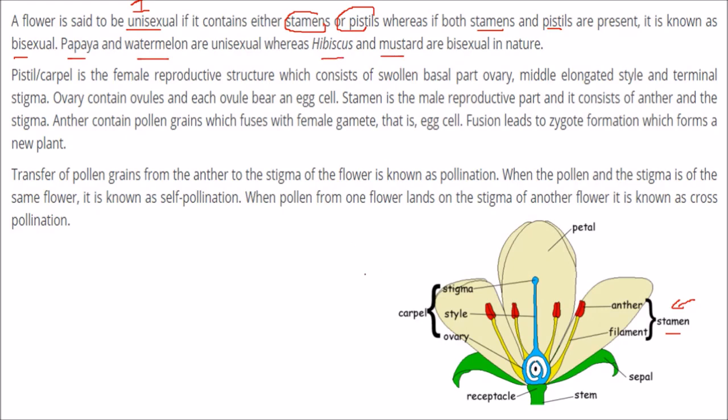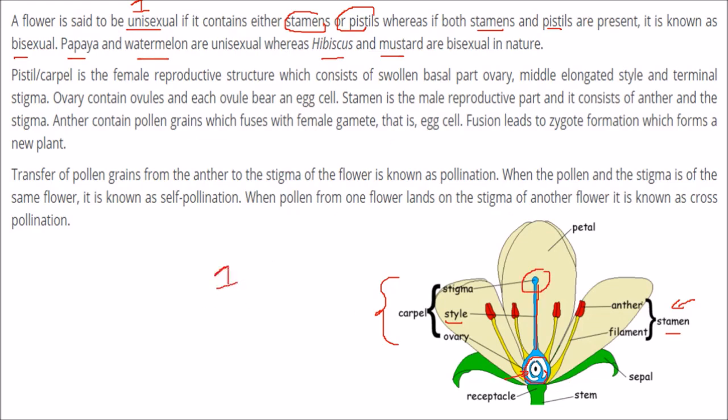The pistil or carpel is the female reproductive structure. It consists of a swollen basal part, which is known as the ovary, the middle elongated part, which is the style, and the terminal stigma. The ovary contains ovules, and each ovule will have an egg cell.